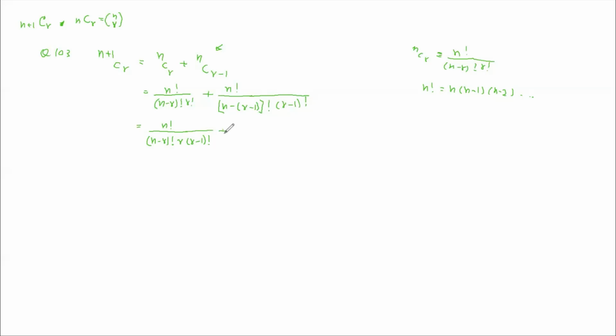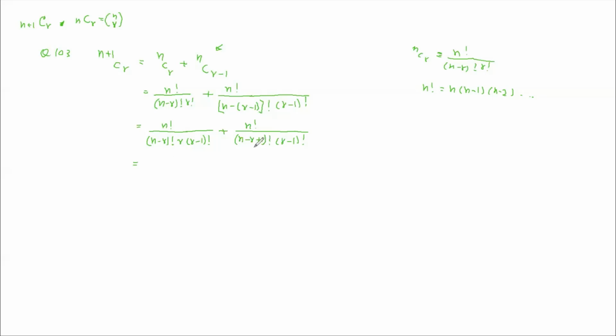And then plus. This one, simplify the bottom first. So we have n factorial on the top, and this one simplifies to become (n minus r plus 1) factorial, and then times (r minus 1) factorial. And then next, simplify this one. Then next you find the LCM of this one.